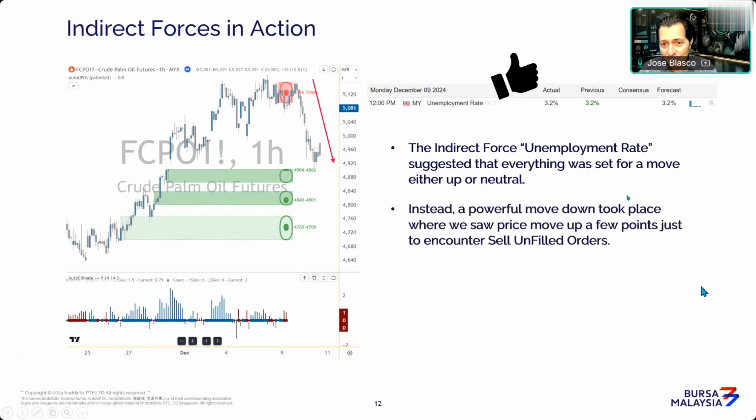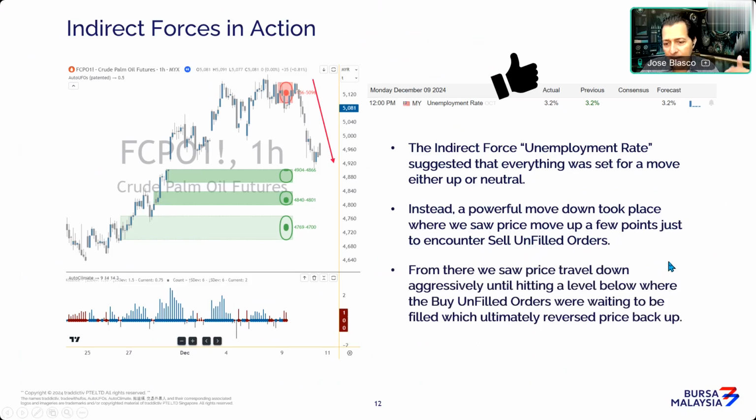So that's why I'm also calling employment numbers and economic reports in general indirect forces, because they may or may not help you. They are the reason why orders come in the first place, but you need the evidence that the orders are there to take the trade with higher odds, okay? So instead of that expected move up or neutral, we had a powerful down move, right? And from there, we saw price travel to the green and then bounce, okay?